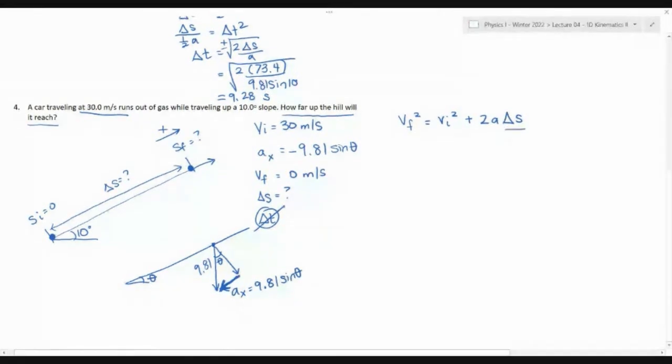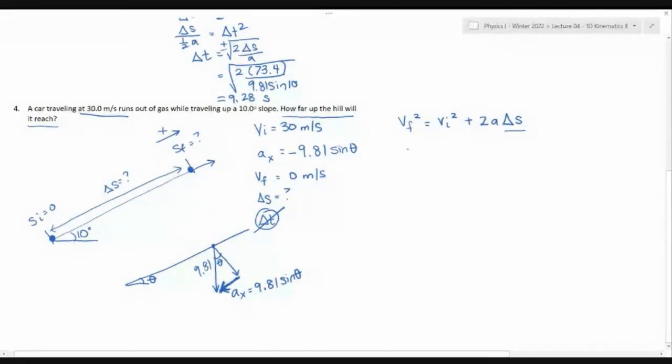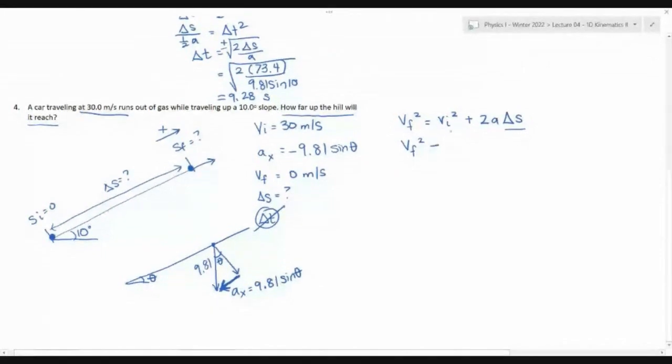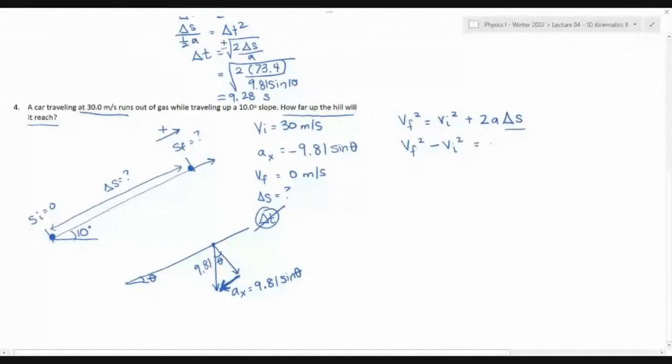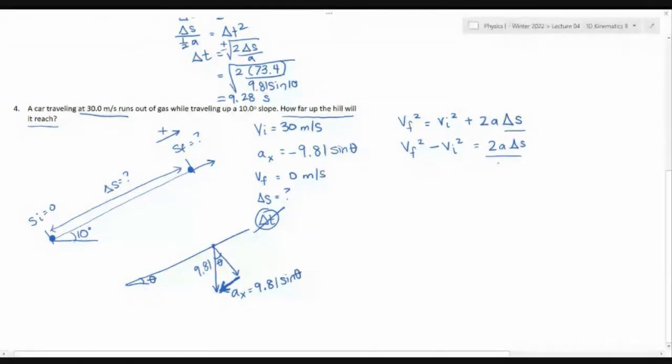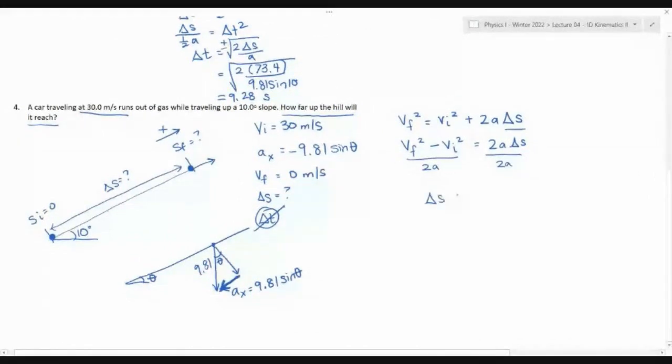So I prefer to rearrange now if we can. So we're going to bring the V initial squared to the other side. V final squared minus V initial squared, because when you move it over to the other side of the equals, it changes its sign, equals 2A delta S. Now we want to get rid of the 2A because we're solving for delta S. But 2A is being multiplied by delta S. So to get rid of it, we divide both sides by 2A. So we get delta S is equal to V final squared minus V initial squared over 2A.